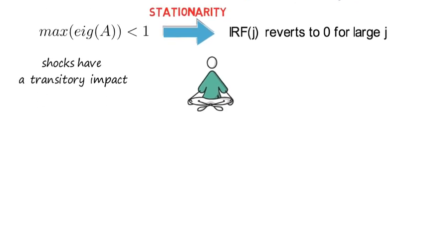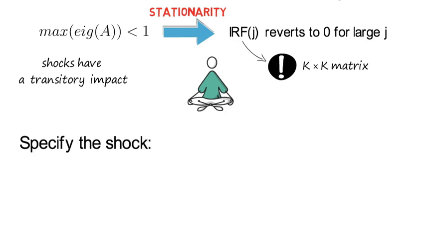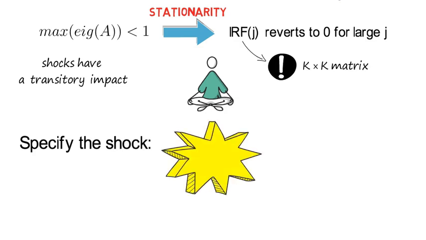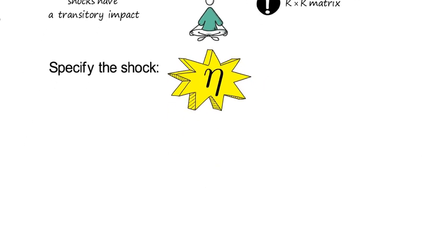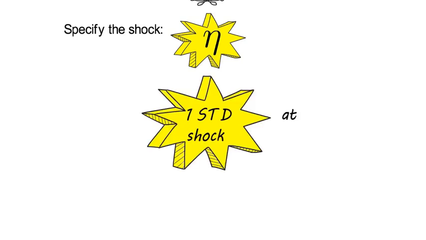So importantly for the computation, note that the IRF of j, the way I've been writing it, is a k times k matrix. So what you have to do in addition is to specify the shock that you would like to feed through the system. Let's call that shock eta. Now the classical way is to look at a 1 standard deviation shock at a time.